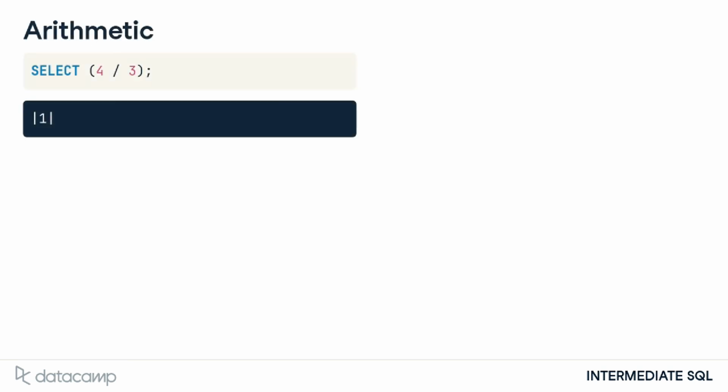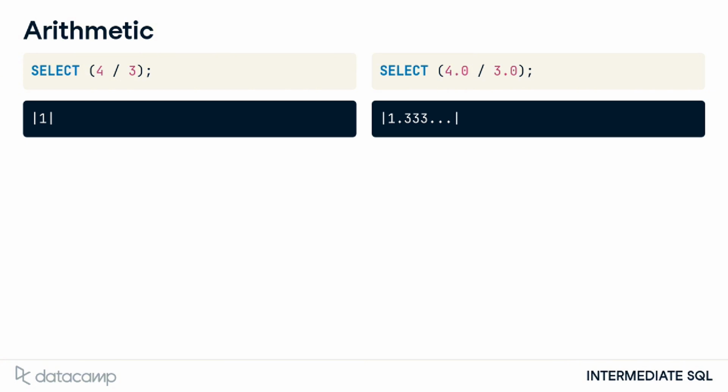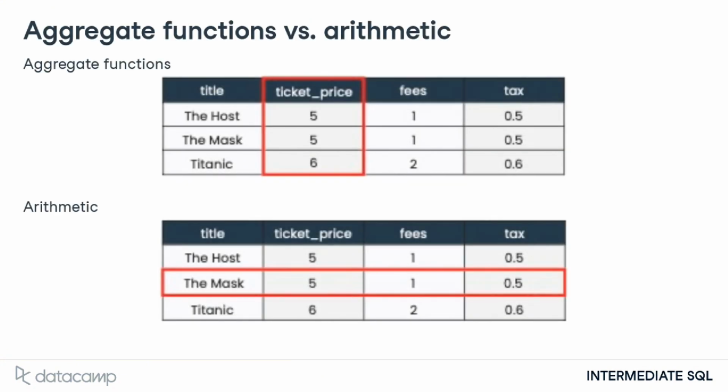Why is that? Similar to other programming languages, SQL assumes that we want to get an integer back if we divide an integer by an integer. So be careful. When dividing, we can add decimal places to our numbers if we want more precision. For example, select 4.0 divided by 3.0 gives us the result we would expect, 1.3 repeating.